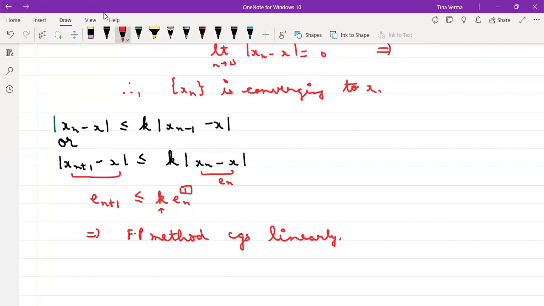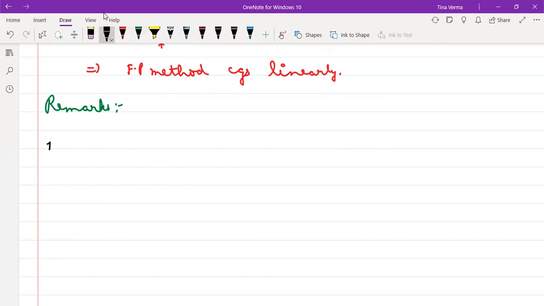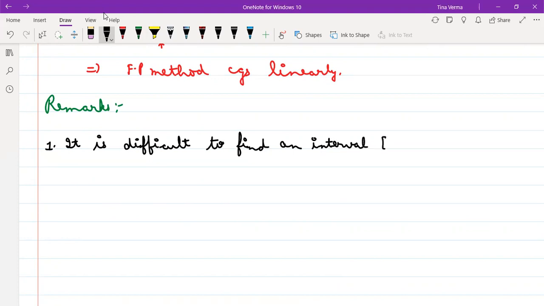So we will do some examples for which it will be clear. Before that, you can just write the remarks to start with the examples. Since it is difficult to find an interval [a, b] for which g(x) is also belonging to the same interval [a, b].